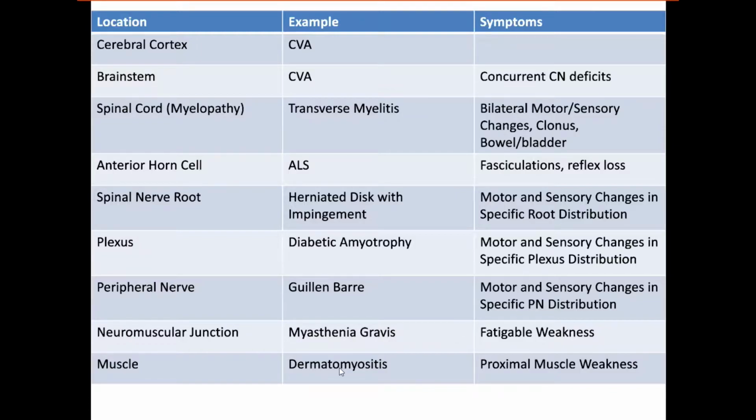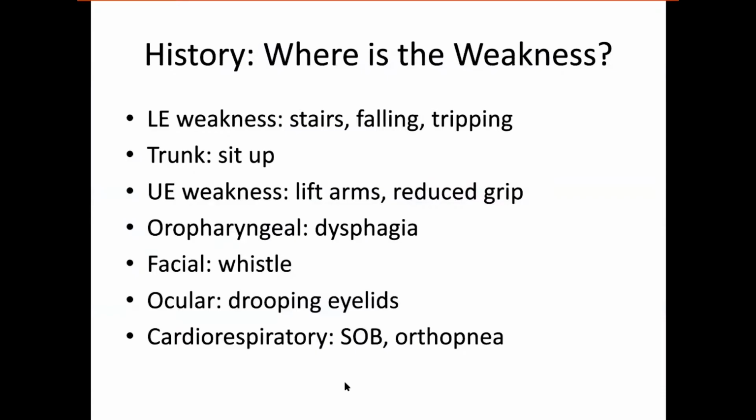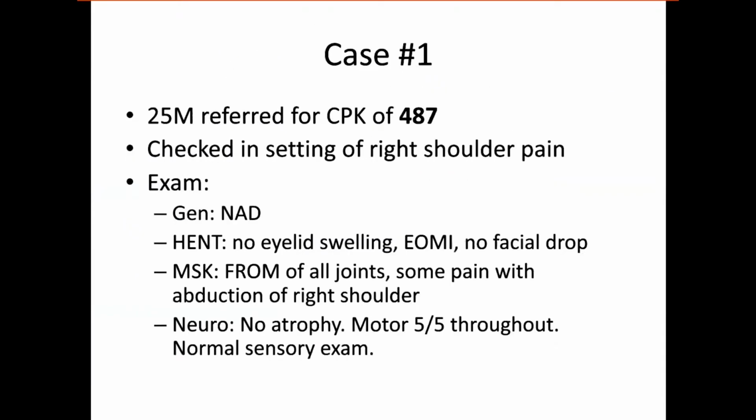So again, there are a bunch of takeaways that I'm going to stop at and talk about during this talk, but I really want you to take away that if someone comes in endorsing weakness, there are a lot of different places it can go wrong, and you should know how to ask questions and do your exam to isolate where that process is going wrong. We'll talk about the history, myopathy, and so on. Okay, all right, let's talk about the first case.